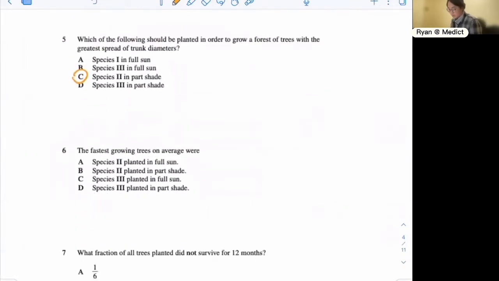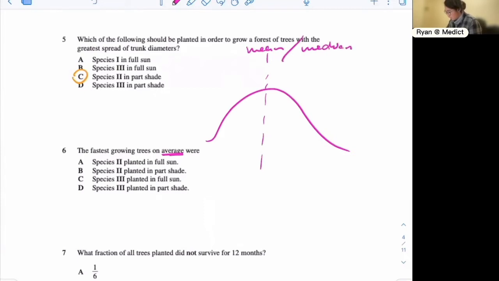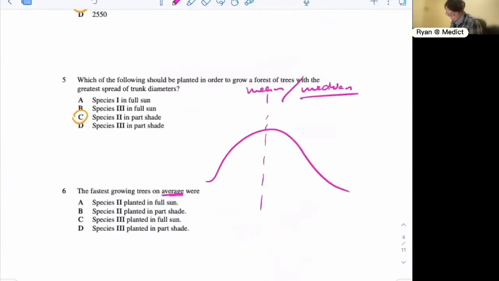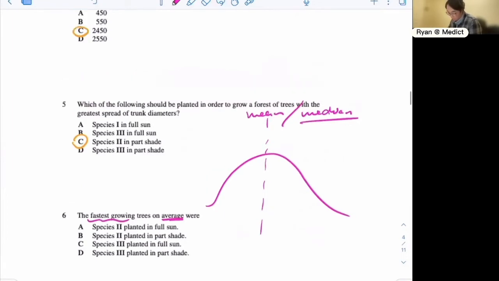For question 6, it's asking us another thing, which is the average, right? So this is the keyword over here. This question is asking about the average. So remember when we talked about a normal distribution curve, usually the average, or in this case you can call it a mean or a median, is around the center of the curve, right? So this is asking us for the greatest average, because we need the fastest growing tree. And so we need the average to be the greatest.